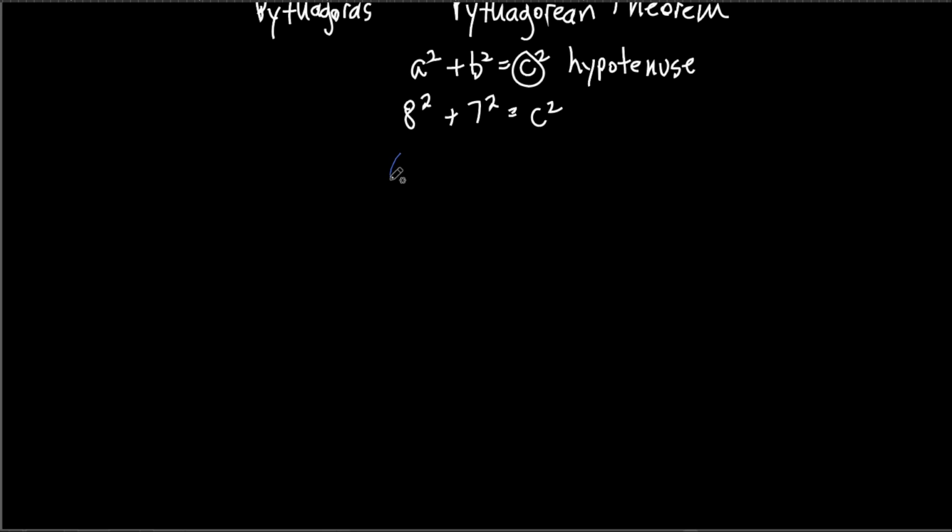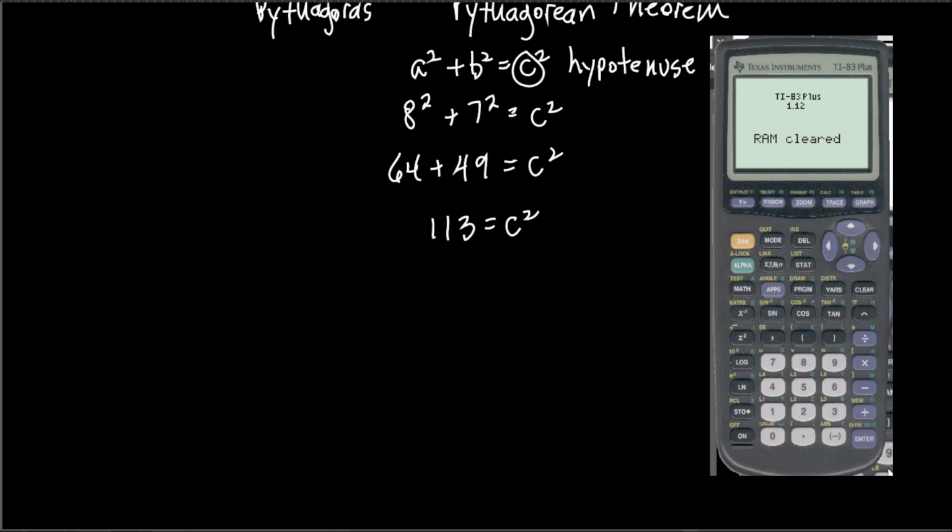What's 8 squared? 64. Somebody do this math for me. The 64 plus 49 equals C squared. That's 113. Is that right? Equals C squared. So now you thought Khan was cool with his calculator. Check this out.